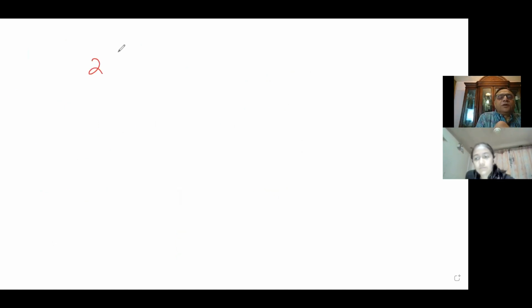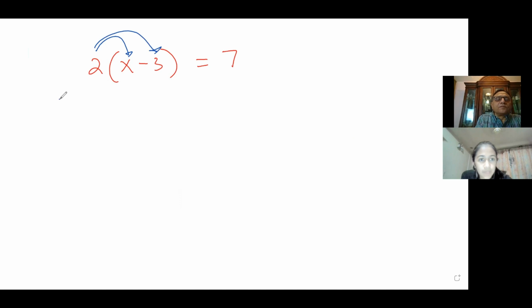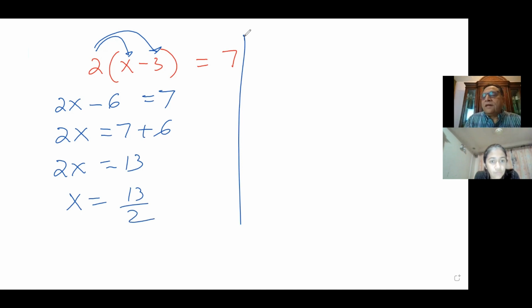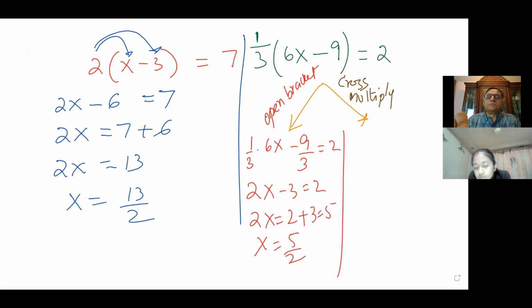Now we have distributive property involved. 2 times x minus 3 is equal to 7. How will you solve this question? You can multiply with x and minus 3. Correct? Again, right? So we have 1 over 3, 6x minus 9 equals 2.